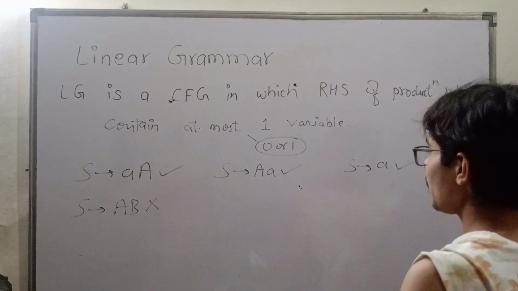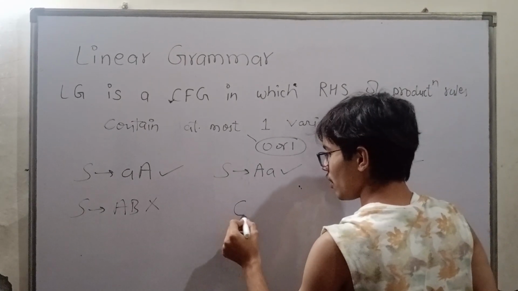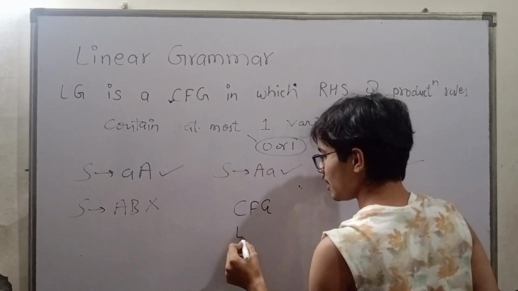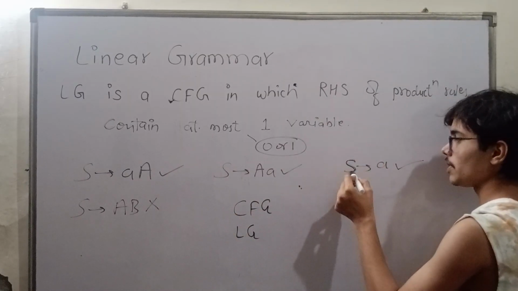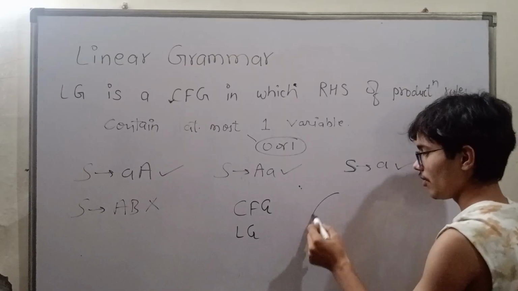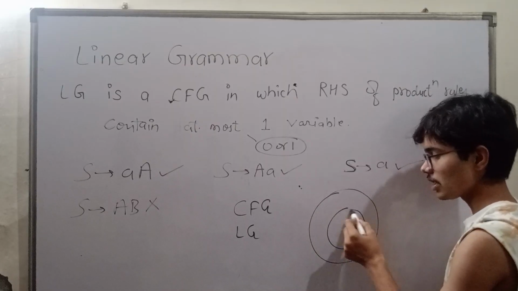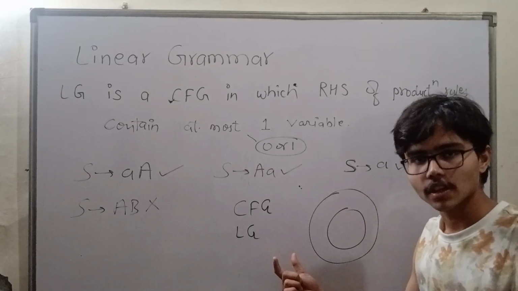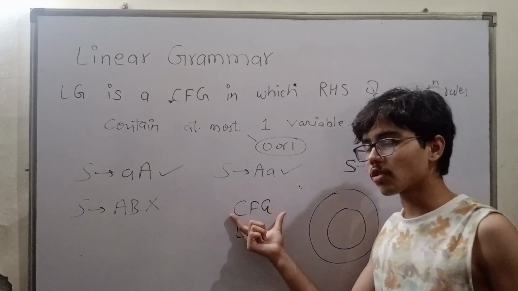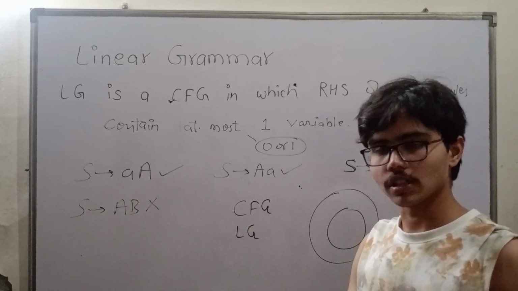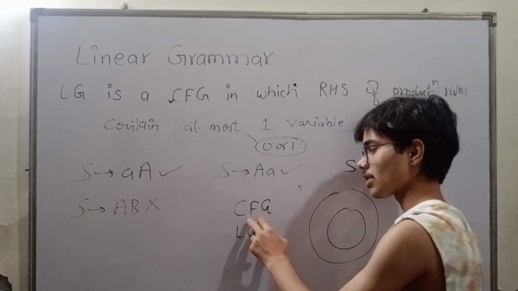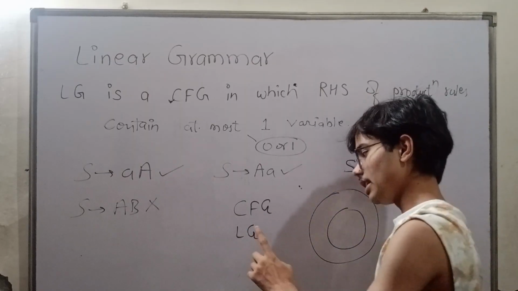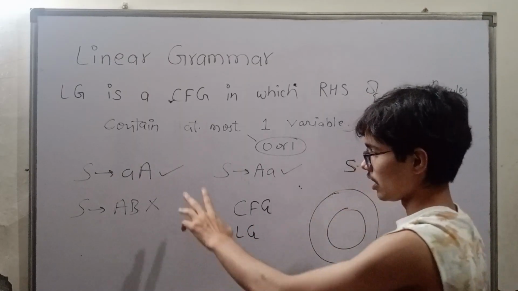So if we want to compare context-free grammar and linear grammar, what is the difference between them? If we want to make a Venn diagram of this, which comes where? Okay, so you know about context-free grammar, you must know if you saw the previous videos. Linear grammar you understand here. Okay, what is linear grammar?